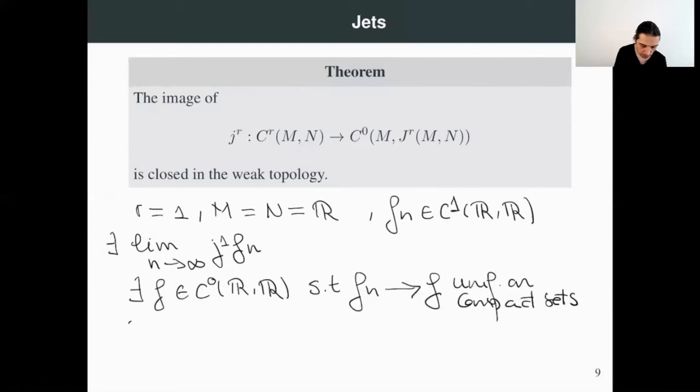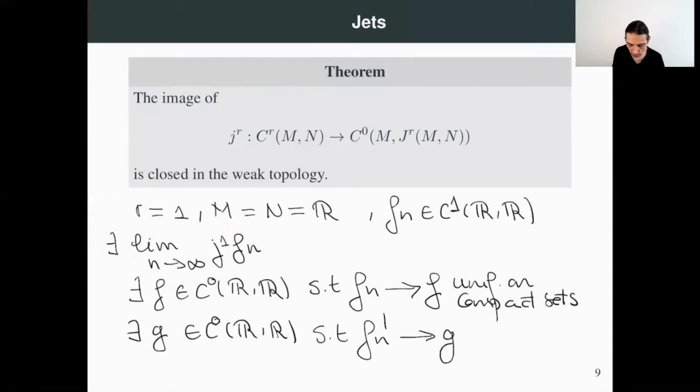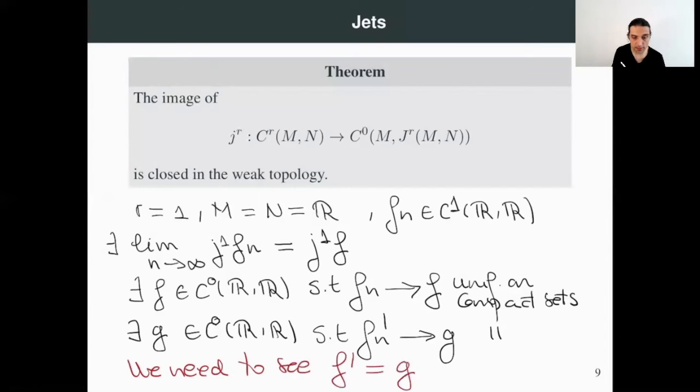All right. Now, there exists also a continuous map g, because of this convergence, such that the derivatives of f_n converge to g also uniformly on compact sets. And what we want to show is that this limit of one-jets is just the first jet of f. And in order to prove so, we need to see that the derivative of f is equal to g, because in that way, it's going to be clear that the limit of the one-jets of f_n is going to be the one-jet of f, and f is going to be clearly C^1.